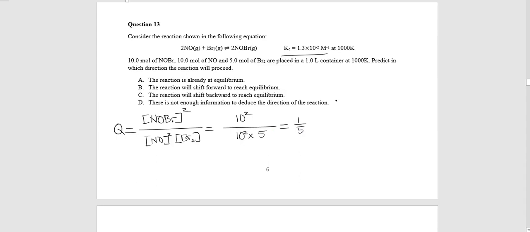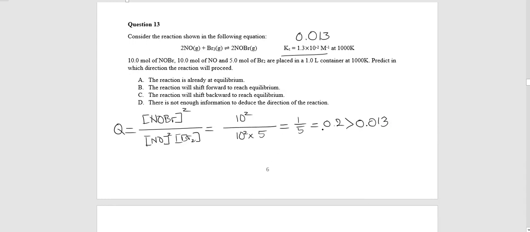Okay, and now you need to compare this number with K. So it is 0.2, which is less than 1.3. Actually, no, 0.2 is greater than 1.3 times 10 to the negative 2. I almost did not see that. So if you're not sure, you can always use a calculator to convert all of this into decimals. It's better to be safe and look ridiculous in the proof. No one will know. It's a multiple choice question.